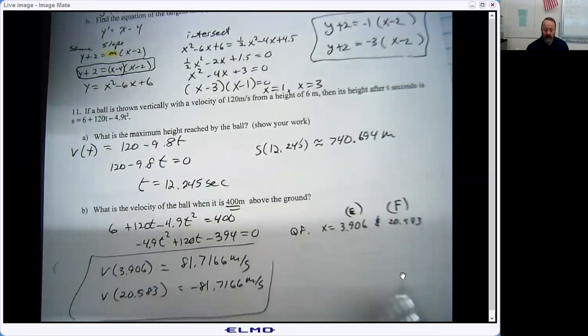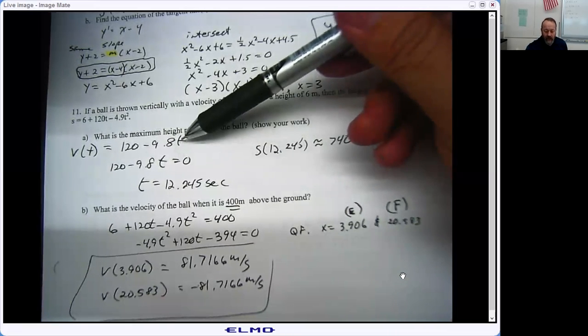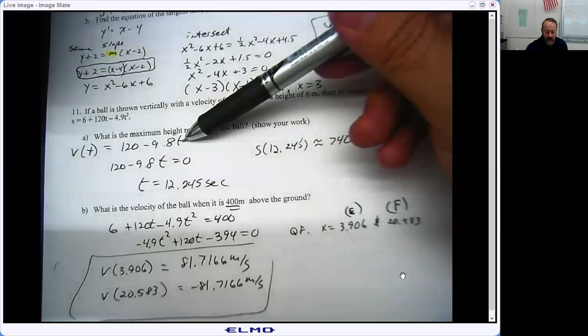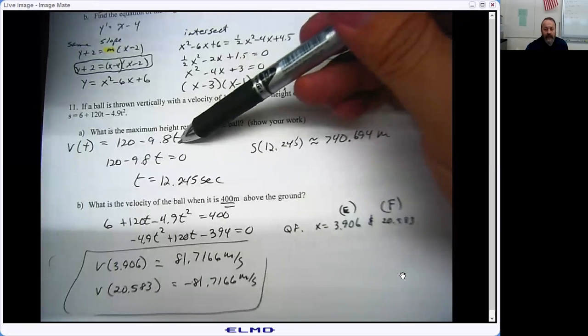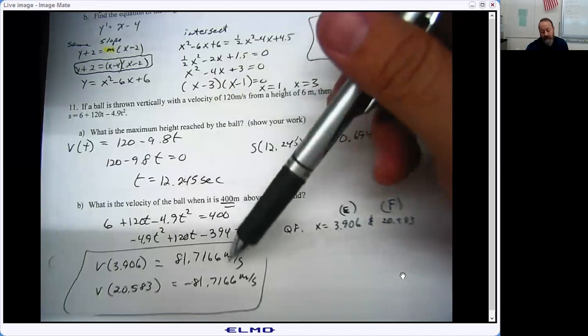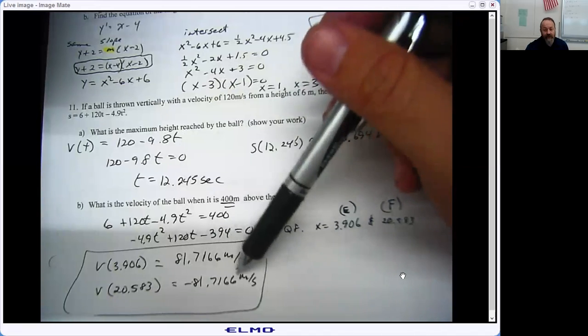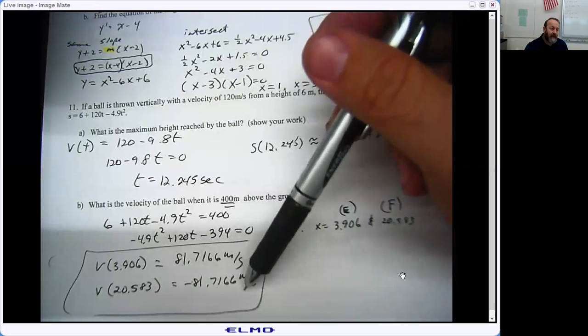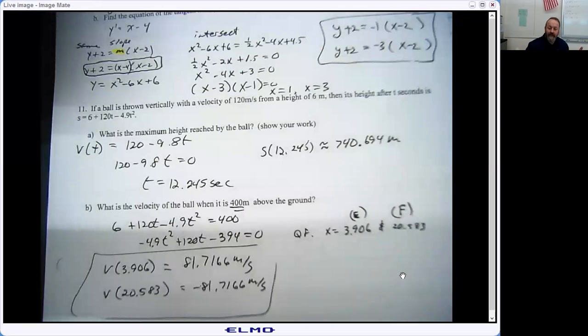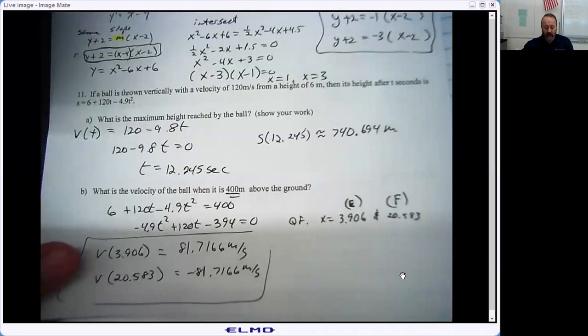So I came into my velocity equation and I plugged in the velocity at 3.906 and 20.58. What's really cool about this, at least to me, is it kind of confirms that the velocity should be the same going up, but in reverse of what it is going down. In other words, they have the same speed, which is why it's not a good idea to shoot a bullet up into the air, because whatever speed it goes up with, it's going to be coming right down on your head or somebody else's head if you shoot it up in the air when you're all excited.